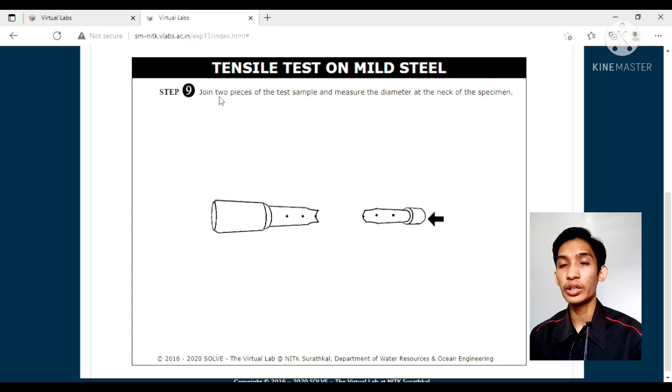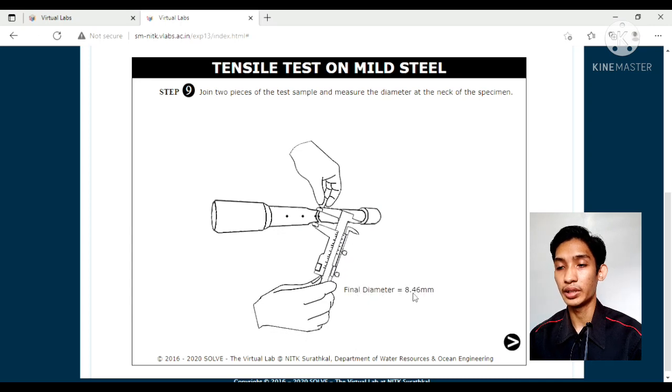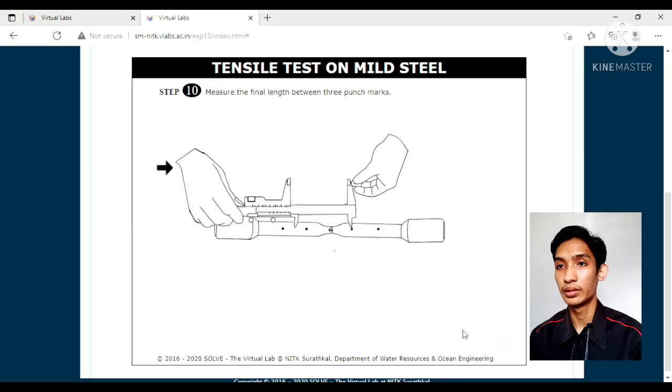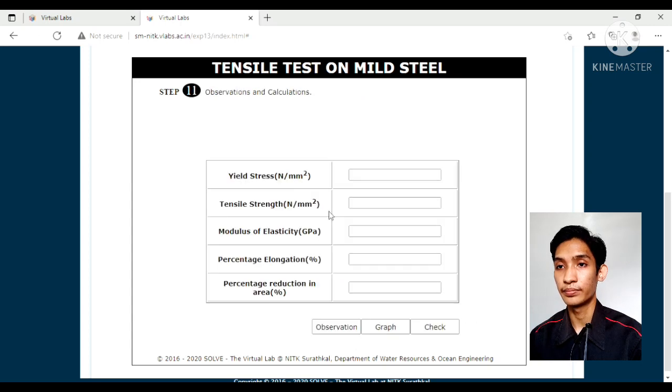Next, join the two pieces of the test sample and measure the diameter at the neck of the specimen. The final diameter is 8.46 mm. Next, measure the final length between the punch marks. The final length between the punch marks is 86 mm.